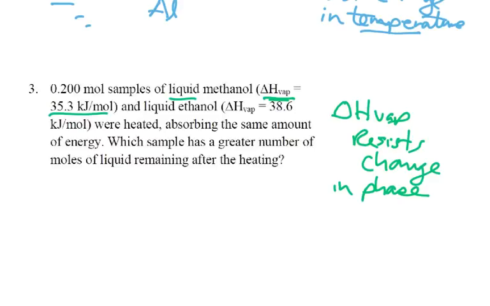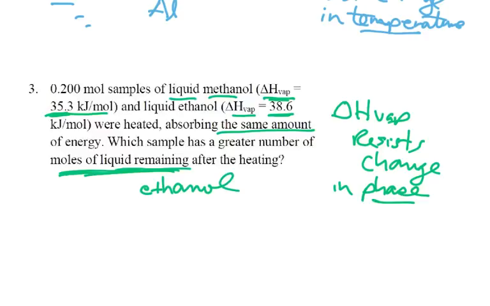So here we have methanol, its number is 35. Here's ethanol, its number is 38. So ethanol is going to resist change in phase more. It says they're heated, absorbing the same amount of energy, which has a greater number of moles of liquid remaining. Okay, so which one was better at resisting the change? That would be ethanol.